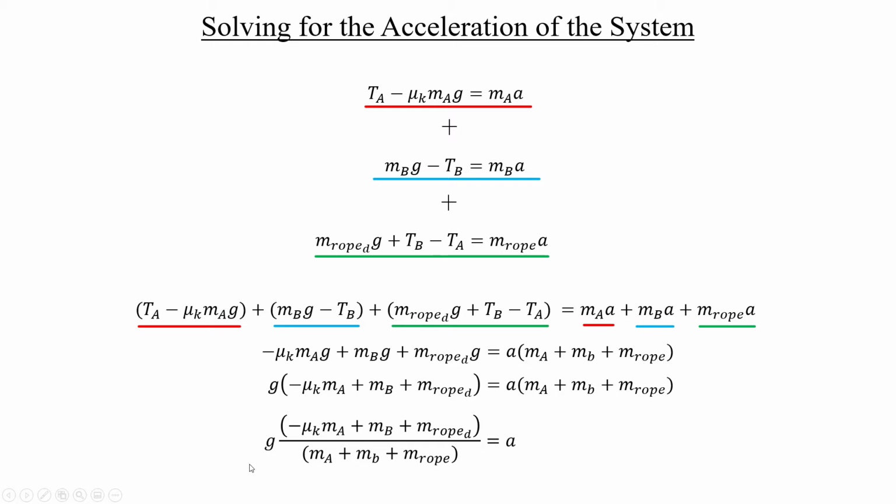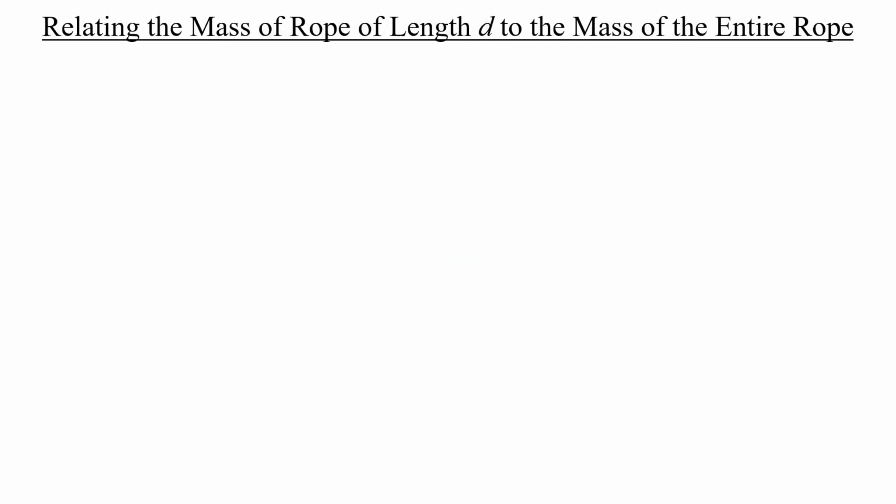Now, there's a problem. We can't say that we're done yet. We can't answer part A because what is this? Nobody gave us this value in the problem description. They didn't tell us what the mass of the rope is at some arbitrary length d. They told us what the mass of the entire rope is. So our job is to relate the mass of the rope at length d to the mass of the whole thing. And here's a reminder. I'm going to draw the rope as just a straight line here, and we were told that it has a length of L and a mass of M rope.